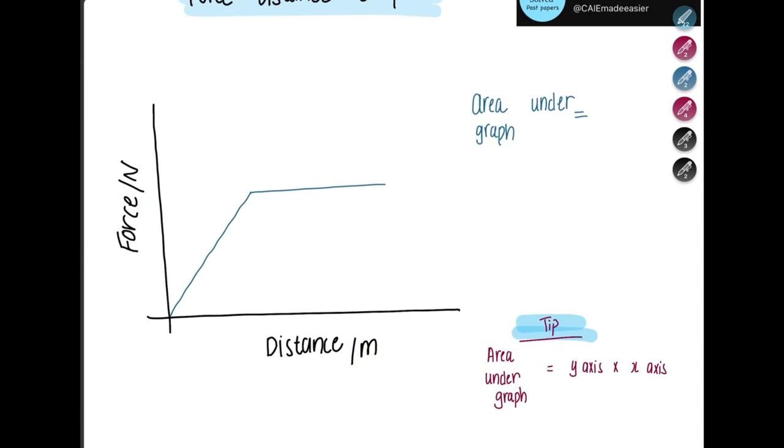To find the quantity that you will get when you find the area under the graph, see what is the quantity of the y and x-axis and multiply them. So for us, it's going to be force on the y-axis times distance. Now, what is force multiplied by distance? That is work done. W equals F times D. So in this graph, the area under the graph represents work.